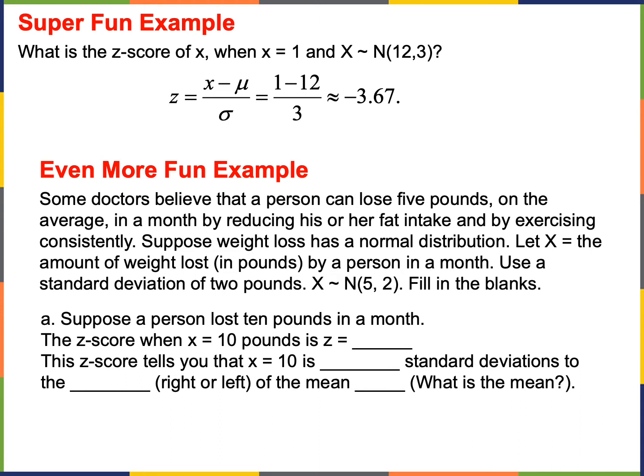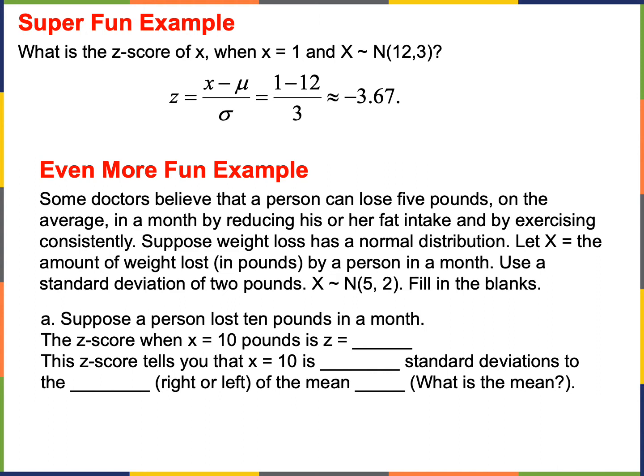Okay, so let's do another fun example. Suppose that doctors believe a person can lose 5 pounds on average in a month by reducing her fat intake and exercising consistently. And let's suppose that this weight loss has a normal distribution. So let x be the amount of weight lost in pounds, and let's use a standard deviation of 2 pounds. So that means that x is normally distributed with a mean of 5 and a standard deviation of 2. Okay, so let's fill in the blanks.